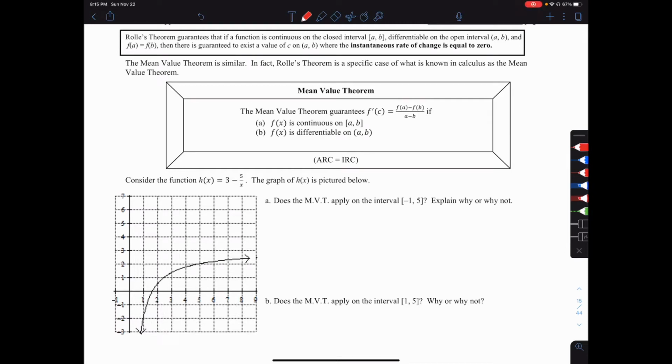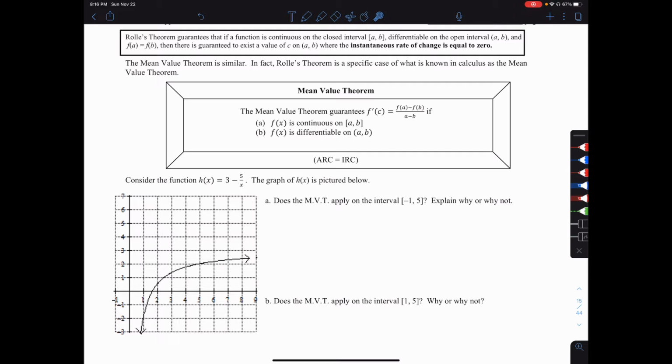This is AP Calculus AB, and we're going to be talking about the mean value theorem. Previously, we discussed Rolle's theorem, which says if your function is continuous on a closed interval, differentiable on an open interval, and the endpoints of the closed interval are the same height, then there's guaranteed to exist a value c on the open interval where the instantaneous rate of change is equal to 0. So there's got to be a critical value found by setting f prime equal to 0.